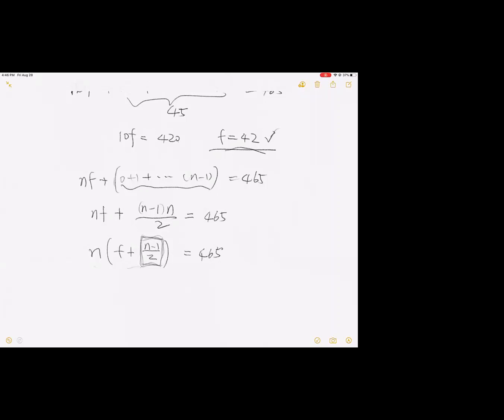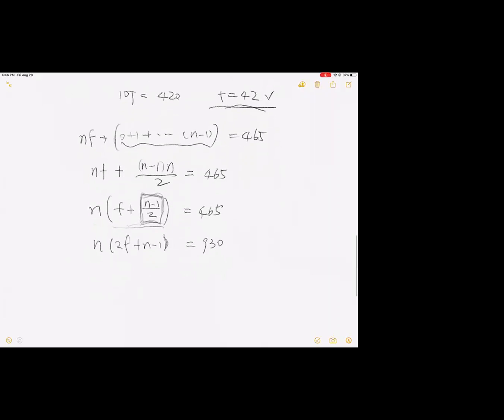How to make this an integer? Multiply by 2. Okay, let's multiply by 2. n times (2f plus n minus 1) equals what? 930? Yeah. Okay, so n would have to be a factor of 930.